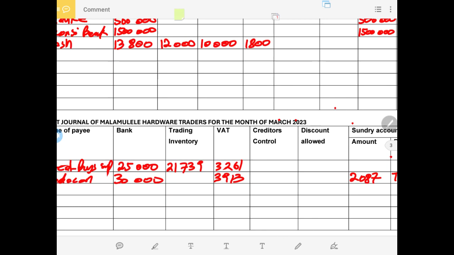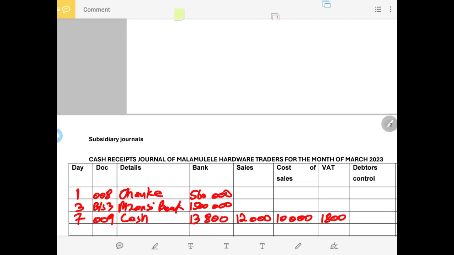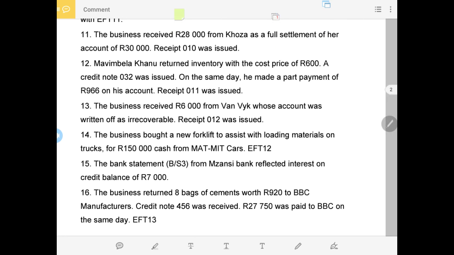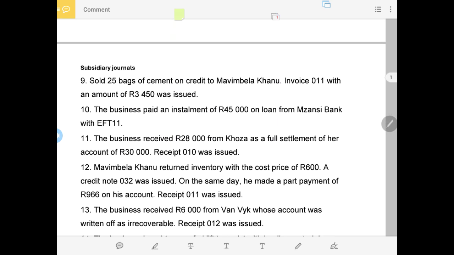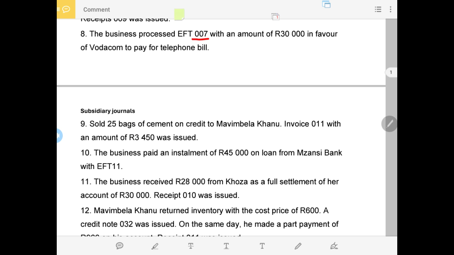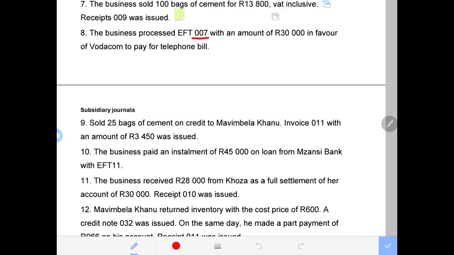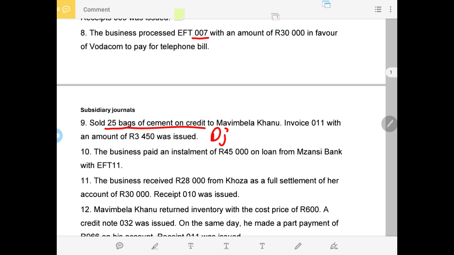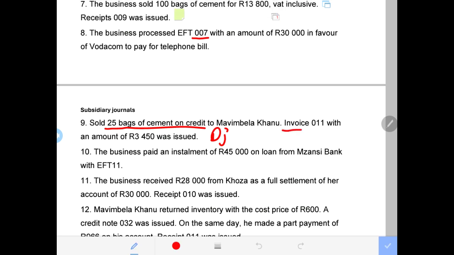So we continue on that same note. We go to the next one. Less than 7 transactions are left. We are now hitting number 9. It says sold 25 bags of cement on credit. If we sell on credit, the debtors journal is affected. And the invoice is 0011 and the amount is 3,450.